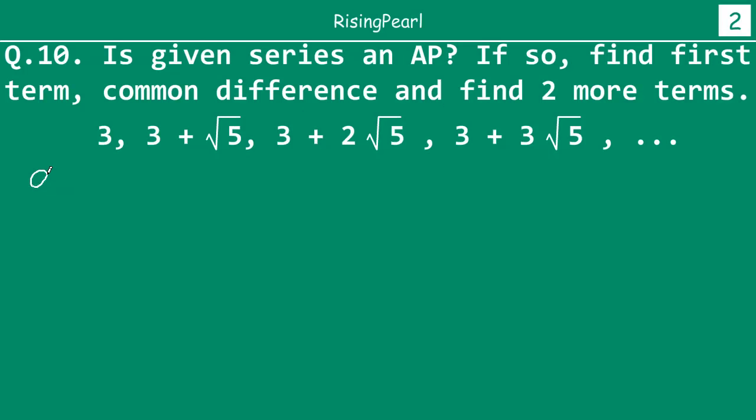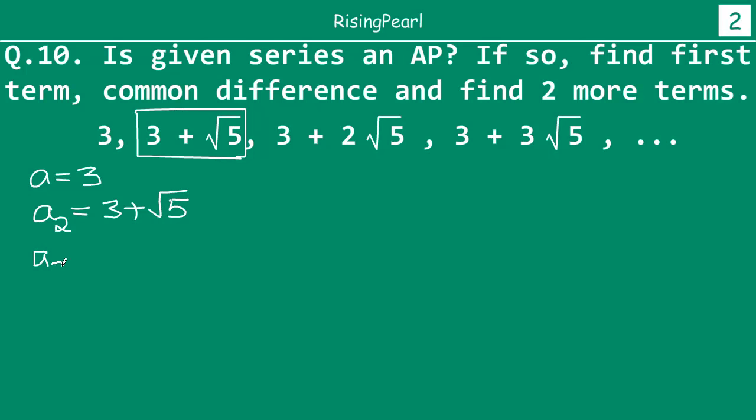So as we can see, the first term clearly is 3, right? This is the first term. And please note that the second term is this, that is, in between these two commas, the entire thing is your second term. So A2 is going to be 3 plus square root 5.